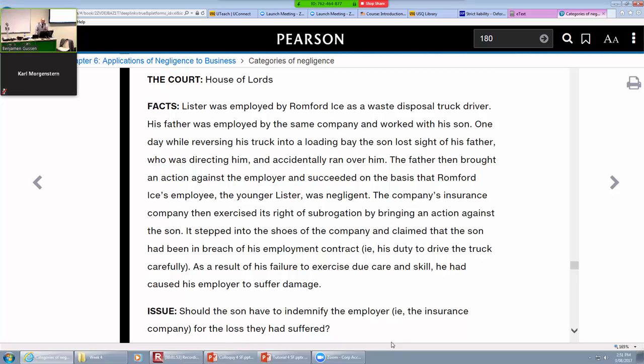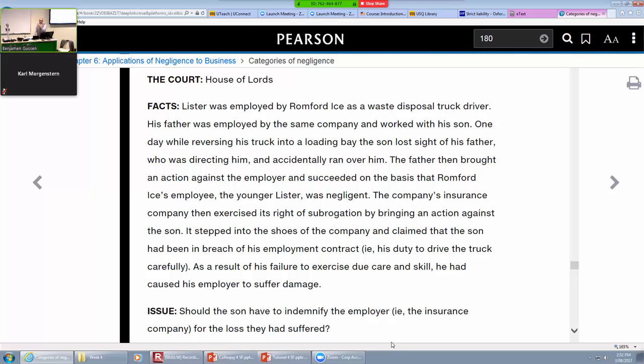The father then brought an action against whom? The employer. Because under which theory? Why would you be able to go from the son, who's an employee, to the employer? The vicarious liability. Thank you. All right. Brought an action against the employer and succeeded on the basis that Romford Ice's employee, his son, was negligent. Can you see how the analysis is going to go? So you have to prove that there is a duty of care. Okay? And that duty of care has been breached. And that this breach caused the father's injuries.